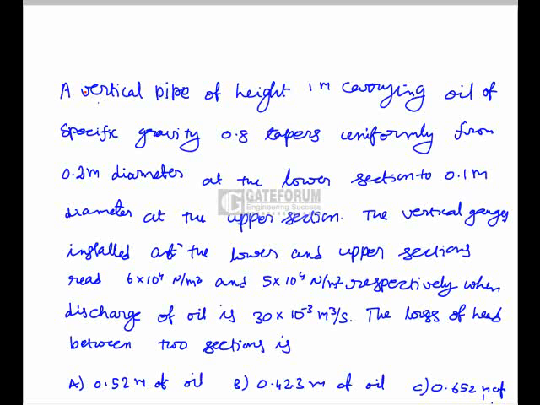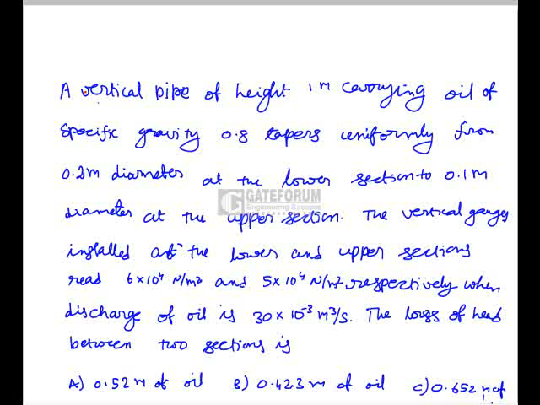A vertical pipe of height 1 meter carrying oil of specific gravity 0.8 tapers uniformly from 0.2 meter diameter at the lower section to 0.1 meter diameter at the upper section. The vertical gauges installed at the lower and upper sections read 6 × 10^4 N/m² and 5 × 10^4 N/m² respectively when the discharge of oil is 30 × 10^-3 m³/s.